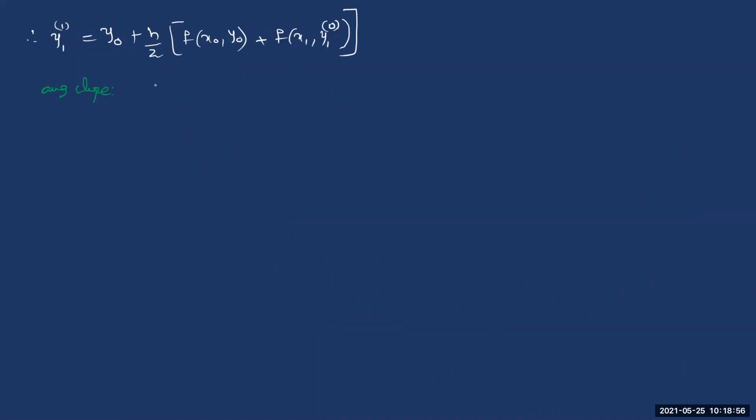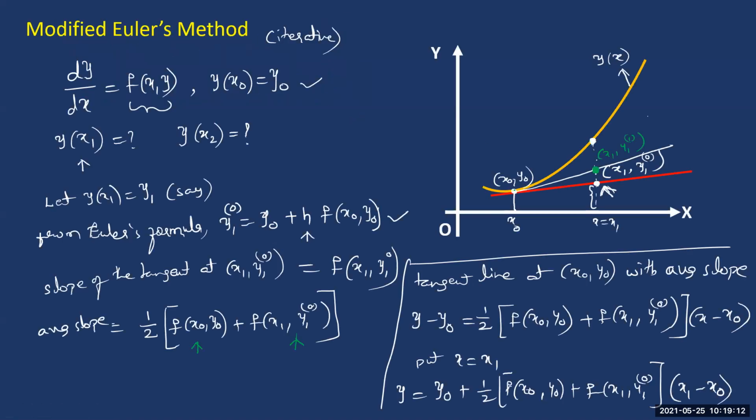For the next point, it will be like this: 1/2 times f of x0, y0 plus f of x1, comma y1 first approximation. See, this is the average slope in that case. Now with this average slope, if you draw a tangent, the tangent is again at this point x0, y0 only. So that tangent will be something like this. And now see, the intersection point is closer to the exact solution. Like this, it will improve the solution.